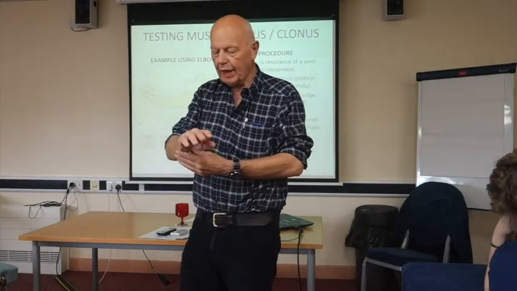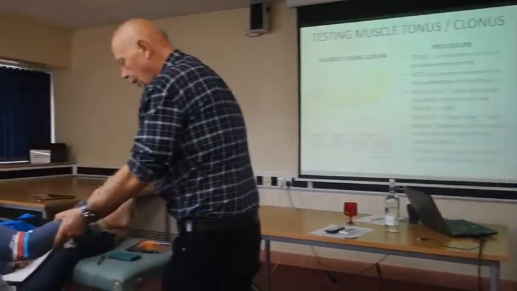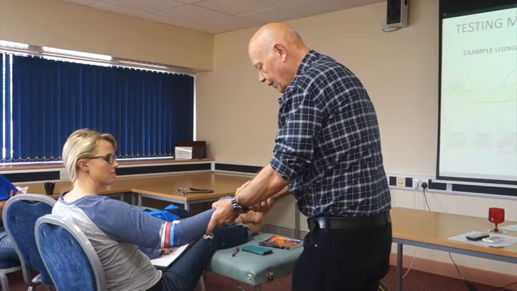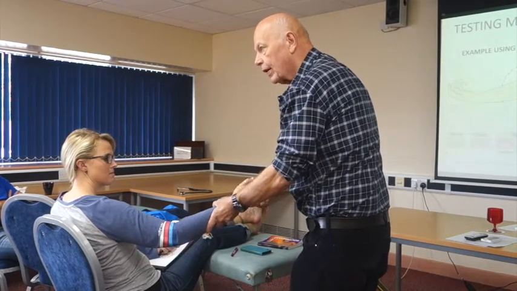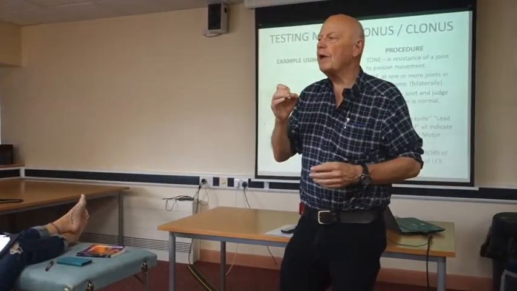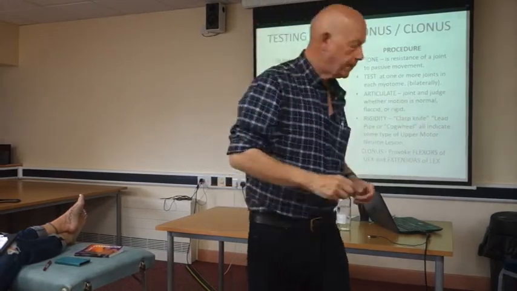It's often found if you do this movement, if you do like that, then you sometimes find that it's a bit stiff, but it kind of moves in little jerks, like a cogwheel going around. And that is a Parkinsonian tremor superimposed on a lead pipe rigidity.